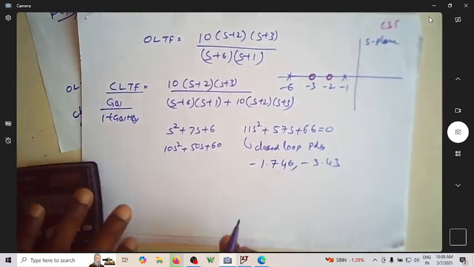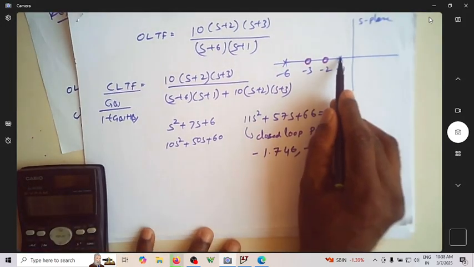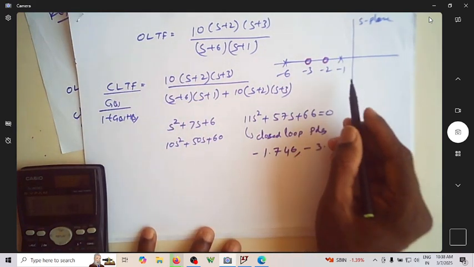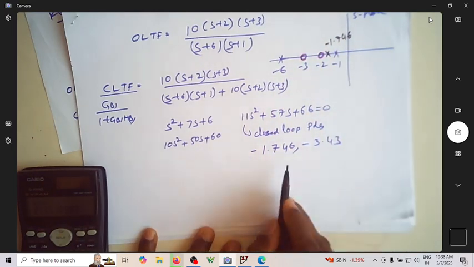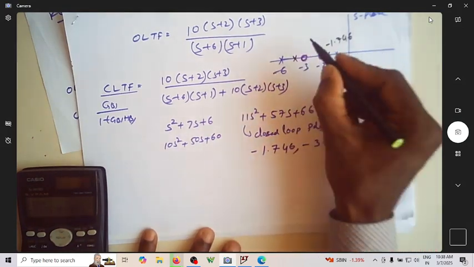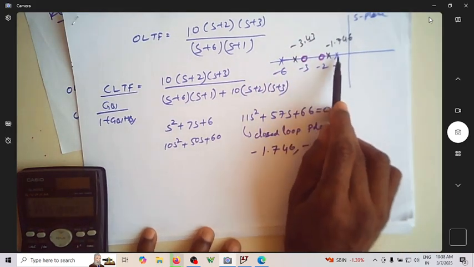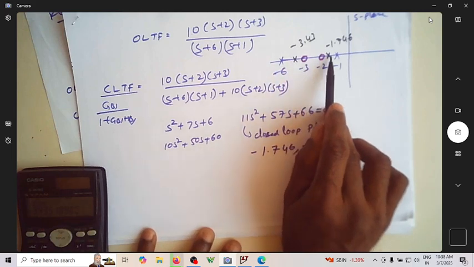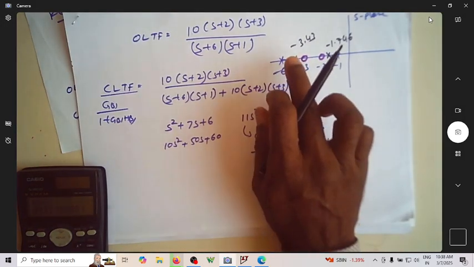It's a real value. Now carefully try to understand what happens to this pole. This pole which was there at minus 1 before the closure of the loop, after closure this goes to minus 1.746. How about this? This was there at minus 6. Now it is coming closer to this, so it is now at minus 3.43. You can see they were actually in the real axis. They continue to be in the real axis. Now they are coming closer to 0. They will never become complex.